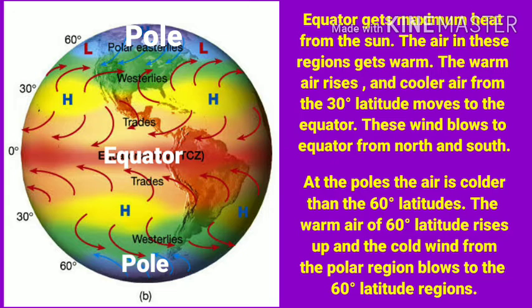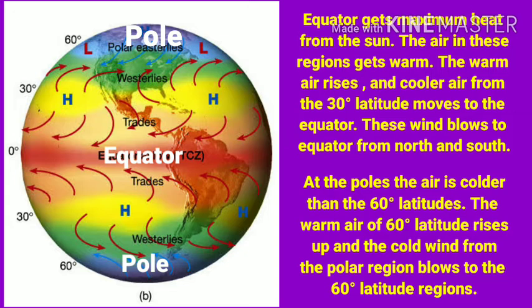In this figure, you can notice the 30-degree latitude, right? If the warm air of the equator rises up, what will happen to the air on the 30-degree latitudes? That air moves towards the equator, because air moves from a higher pressure area to a low pressure area. So the air from the 30-degree latitudes moves towards the equator.